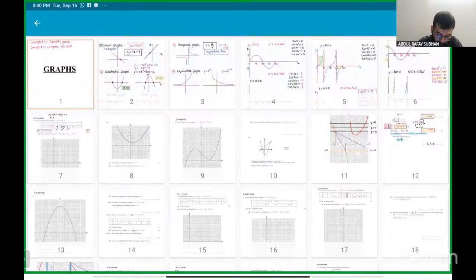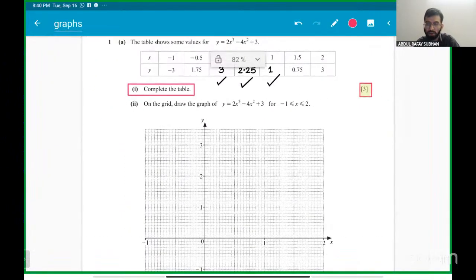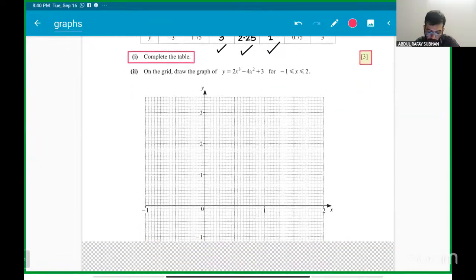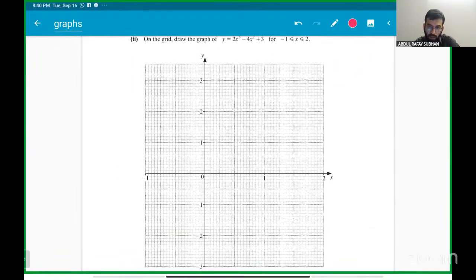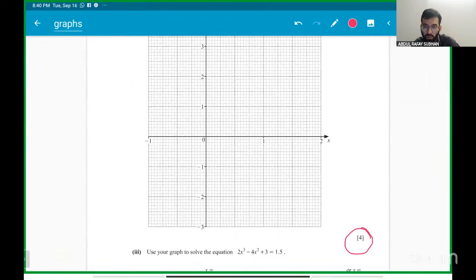The concepts after this will be difficult. So how do you sketch it? Everyone should focus carefully. The graph paper will be available. You have to do it with pencil. It's worth 4 marks. I will tell you how to get all 4 marks as well.